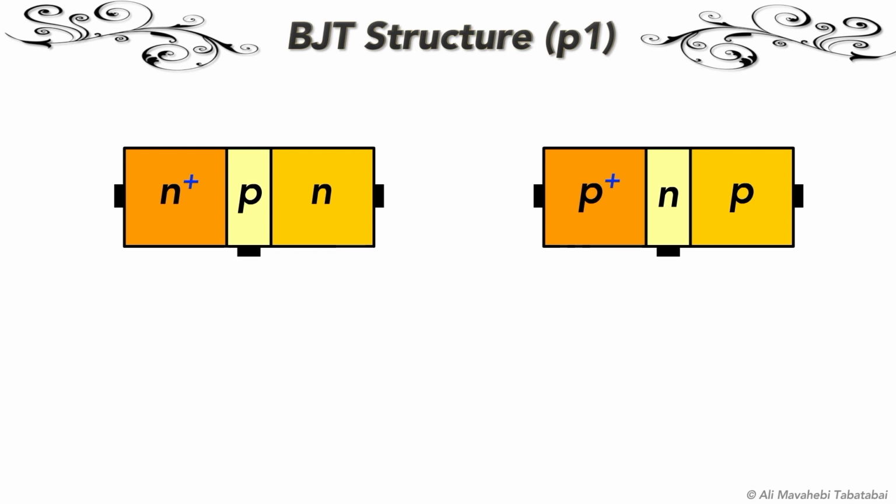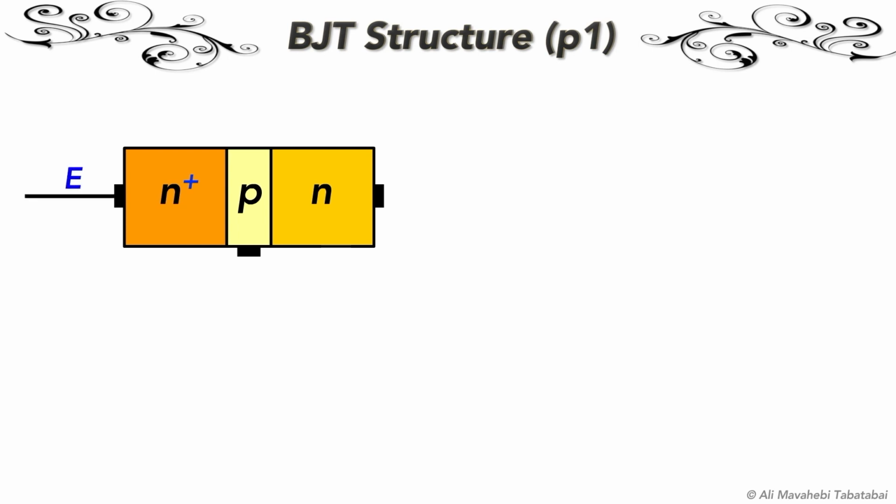The operation of these two types is very similar to each other. Let's start with an NPN transistor. For PNP, we can simply reverse the polarities. This terminal is named emitter, indicated by letter E. The middle terminal is named base, which is indicated by letter B, and the other one is called collector, which is indicated by letter C.